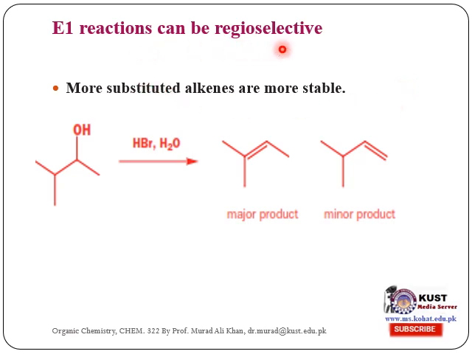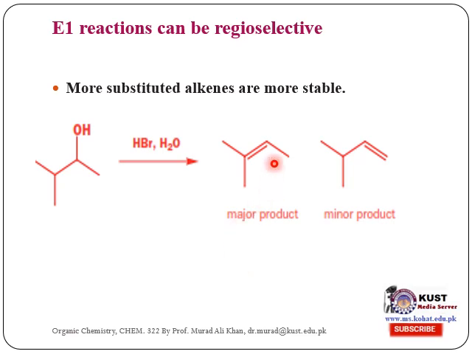E1 reaction can be regioselective. The more substituted the alkene, that is Zaitsev's rule, the more it will be the major product. Here, look into this compound, this alcohol, it's a secondary alcohol. After the formation of carbocation, the proton may be lost from this carbon or from this carbon. And as a result, the double bond formation is possible here or here.